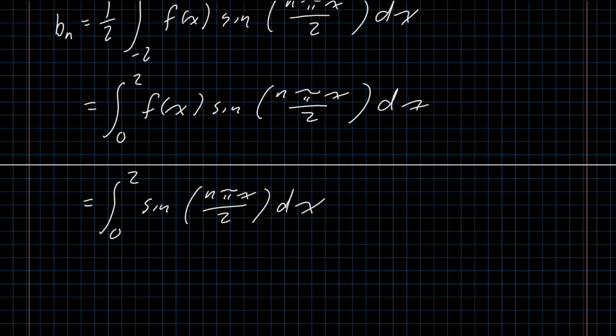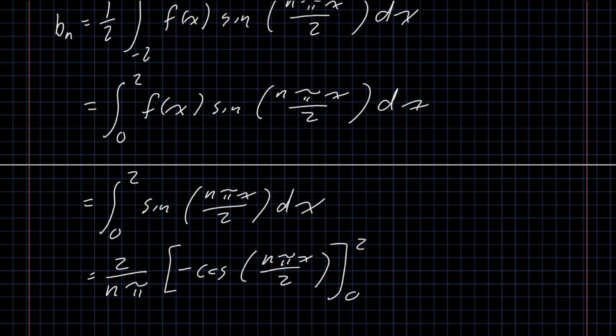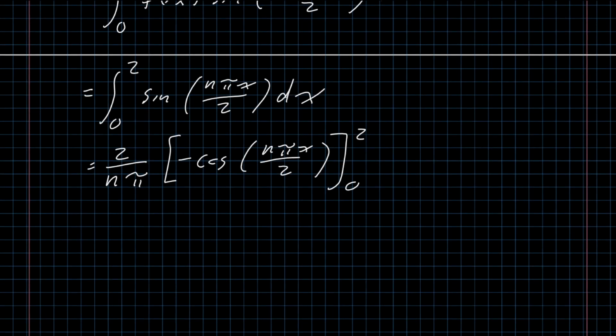All right, so what happens? Integrating sine is fairly straightforward. We're going to end up with 2 over n pi multiplied by, well, the integral of sine is the negative of cosine. And if you try to evaluate that, plug in 2 here. The 2's will cancel each other out.